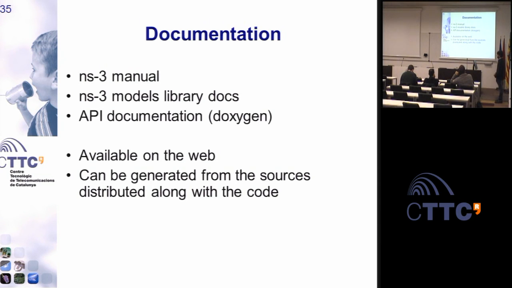And finally, there is the API documentation, which is maintained together with the code and is generated automatically using Doxygen. And all this is available on the web for every different version of ns-3. You will find the corresponding documentation, and you can also regenerate it from the source code.